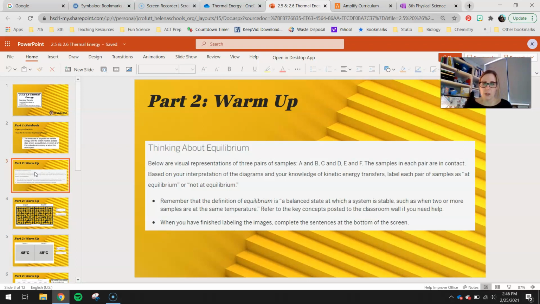Remember that the definition of equilibrium is a balanced state at which a system is stable, such as when 2 or more samples are at the same temperature. Okay, so that's just an example. It could be the same kinetic energy, whatever the case. Refer to the key concepts posted to the classroom wall if you need help. And when you have finished labeling the images, complete the sentences at the bottom of the screen. So you guys will see where those are at.